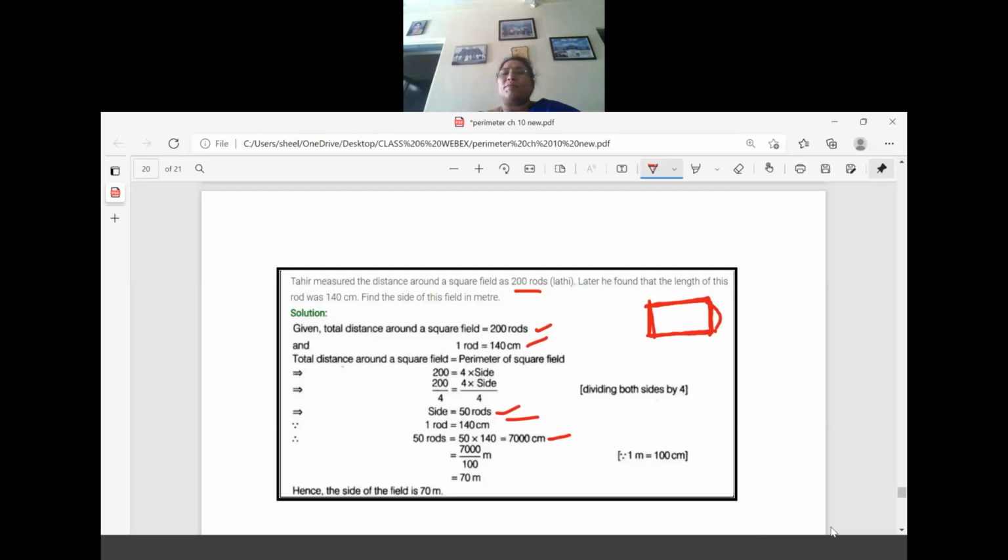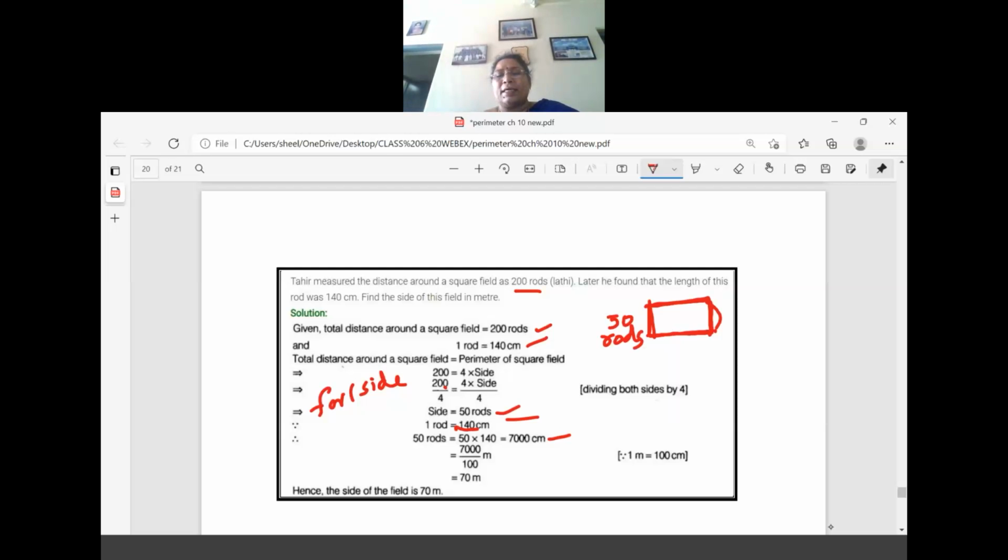So here what happens? We have 200 rods, isn't it? 200 rods, the total perimeter only he had taken. So for one side, how many rods are possible? That is 200 by 4, isn't it? 200 by 4 means how many? So for one side we have 50 rods only, but the rod's length is equal to 140, right?